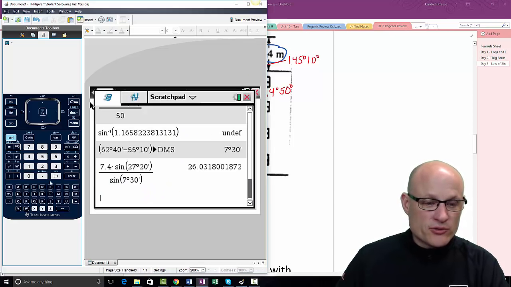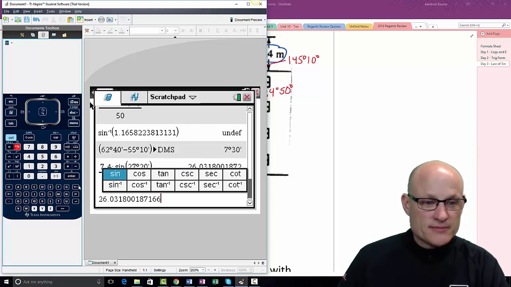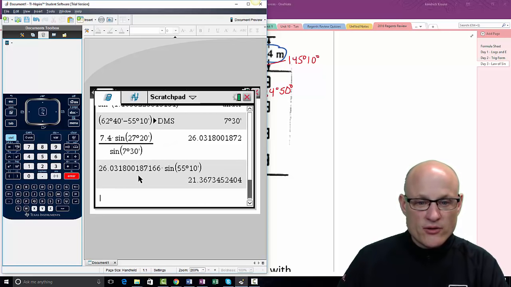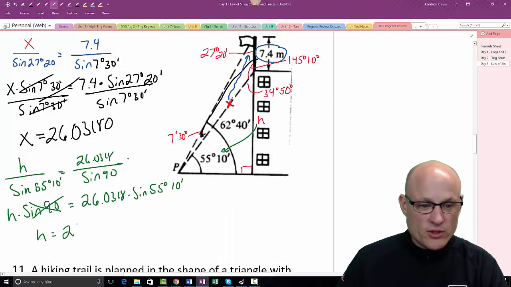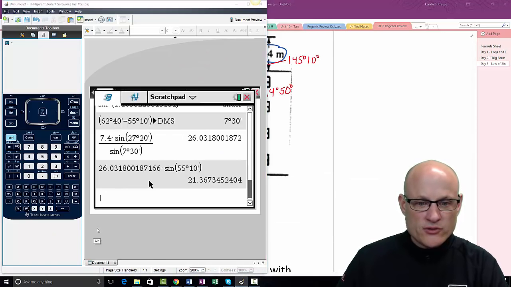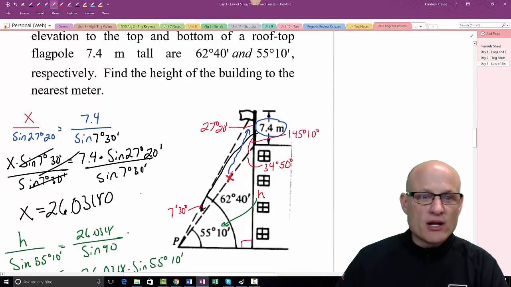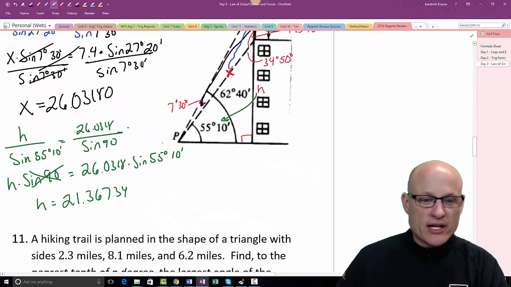And so I get h is equal to this times the sine of 55 degrees, 10 minutes. h is equal to 21.367. Now at this point, we're going to start looking at rounding. And at this point, they want us to round to the nearest meter. So the answer is h equals 21.